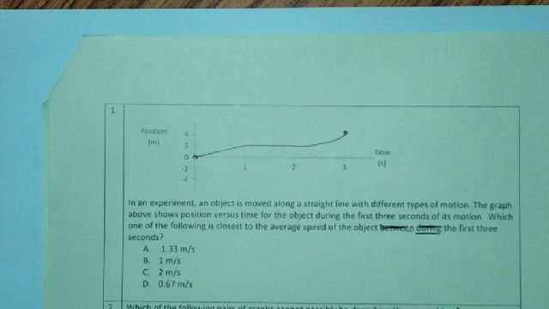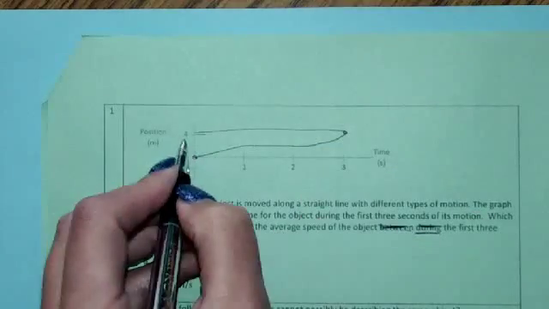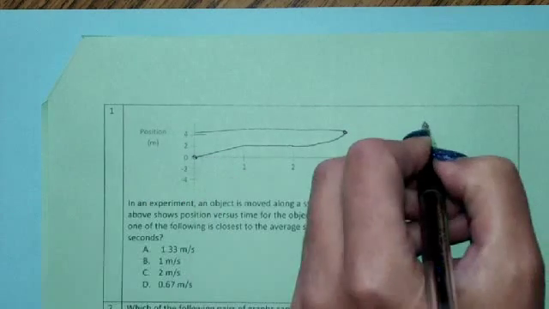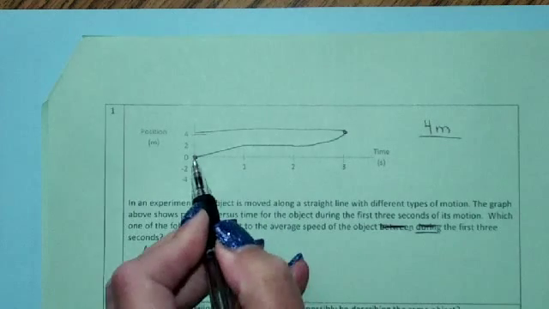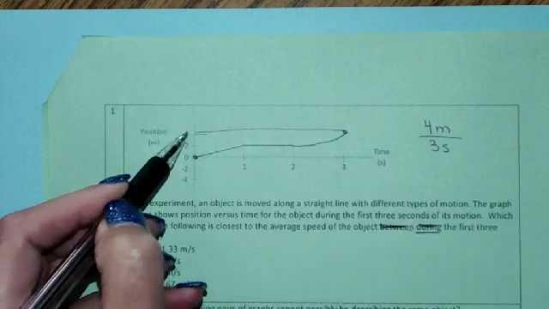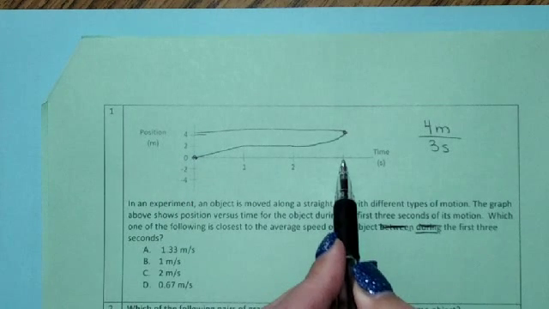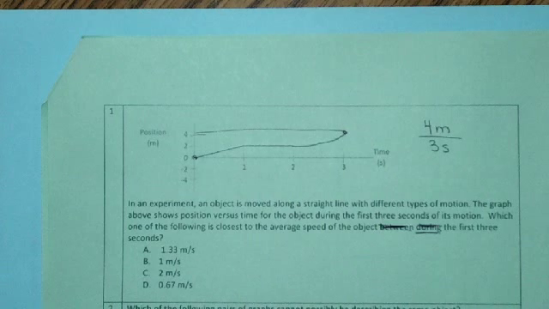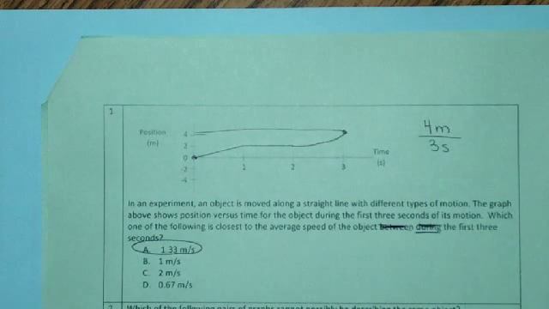So I would do y2 minus y1, so 4 minus 0, divided by x2 minus x1, 3 minus 0. If you think about it, it covered 4 meters in 3 seconds, so it's really just distance divided by time, which is why the slope of the line works, because it's the equation for velocity. So 4 divided by 3 is 1.3 meters per second.